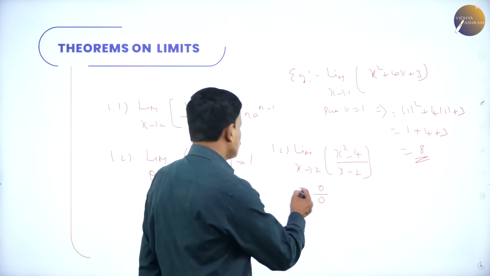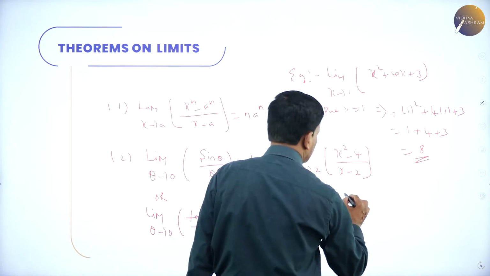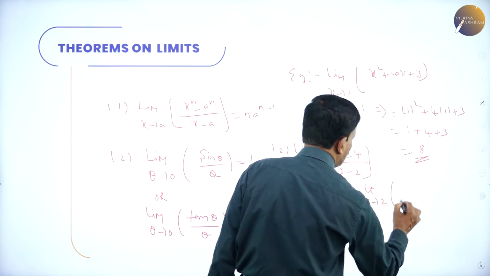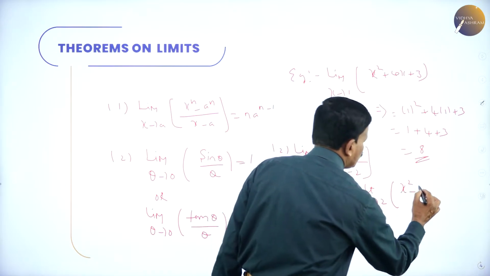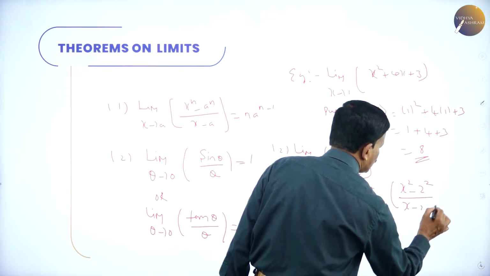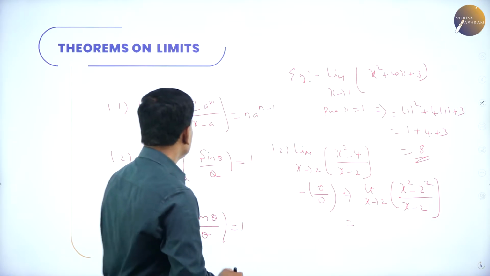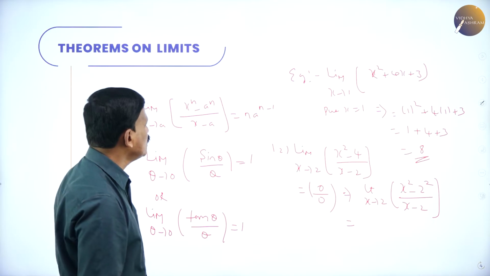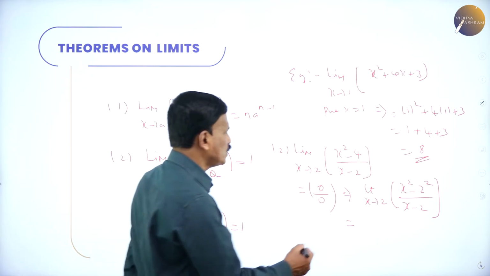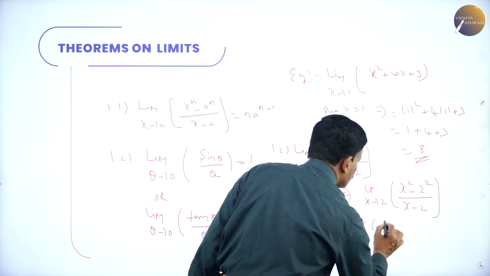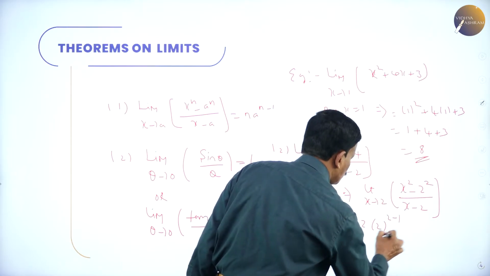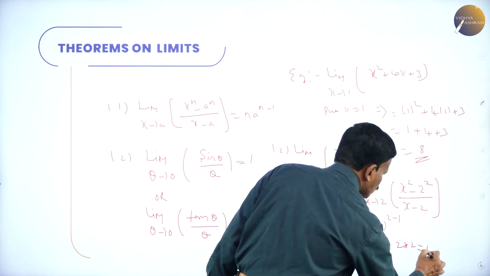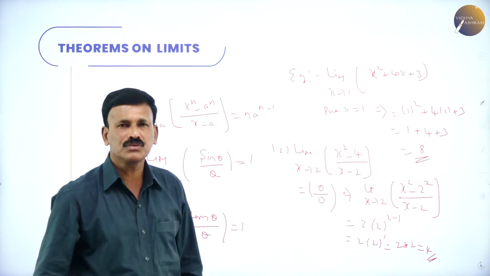So this can be solved using this formula. This can be written as limit x tends to 2 of x square minus 4, which is 2 square, divided by x minus 2. So using this concept, limit x tends to a of x raised to n minus a raised to n divided by x minus a is equal to n a to the power of n minus 1. Here n is equal to 2, we can write 2 into a, which is 2 to the power of 2 minus 1. 2 into 2 power 1, that is nothing but 2 into 2 is equal to 4. So the value of the limit is equal to 4.